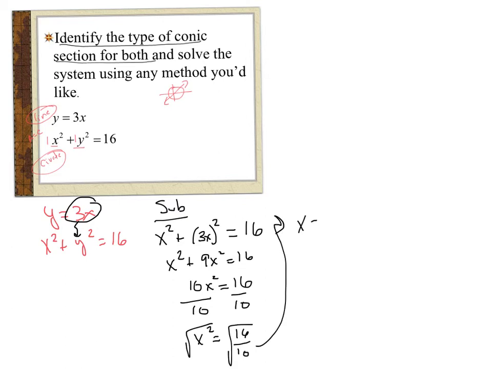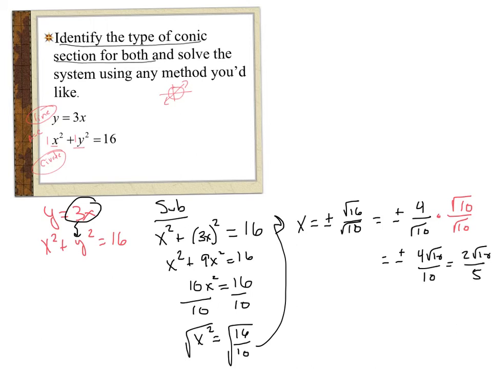So when I take the square root, don't forget the plus or minus. I know I have the square root of 16 over the square root of 10, which is going to reduce to plus or minus 4 over root 10. Can't have radicals in the denominator, so I'm going to rationalize, and I get my x value equal to plus or minus 4 root 10 over 10. I can reduce, which is 2 root 10 over 5. That's a 10, not an 18.